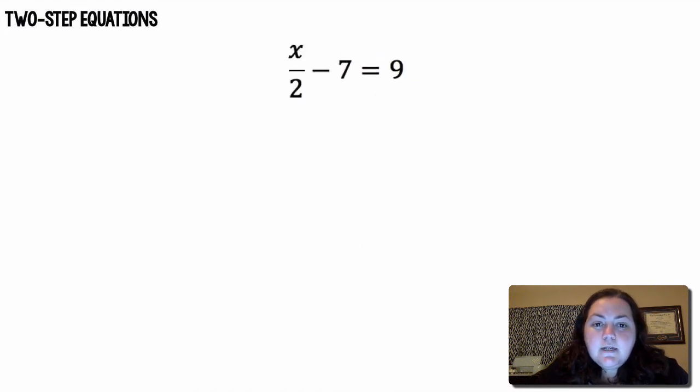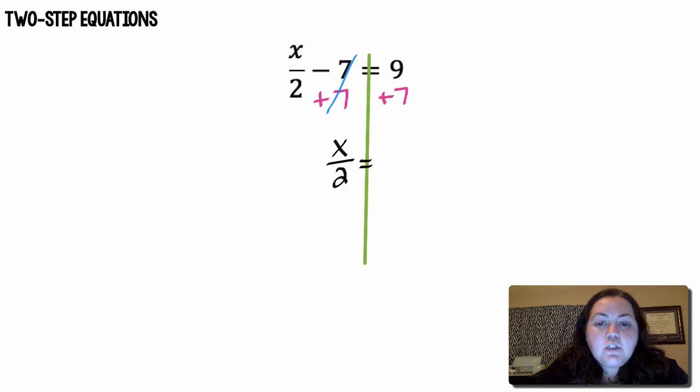All right. The next one I have x divided by 2 minus 7 equals 9. The 7 is a little bit further away from the x, and I would get rid of that by adding. So I'm going to add 7 to both sides. I get x over 2 equals 9 plus 7 would give me 16. Now I want to get rid of the 2, so I'm going to multiply both sides by 2. Those cancel. I get x equals 32.